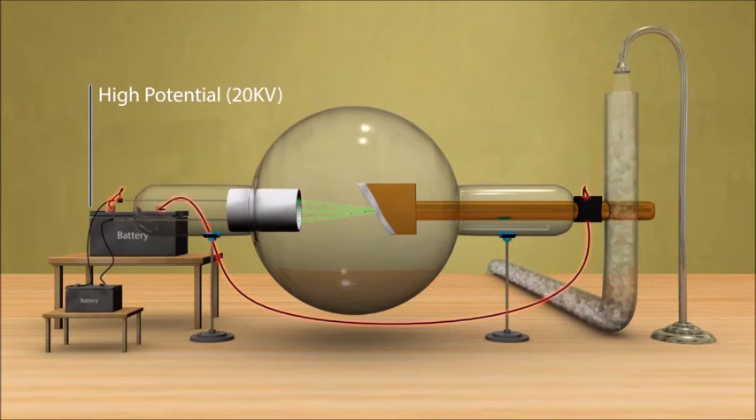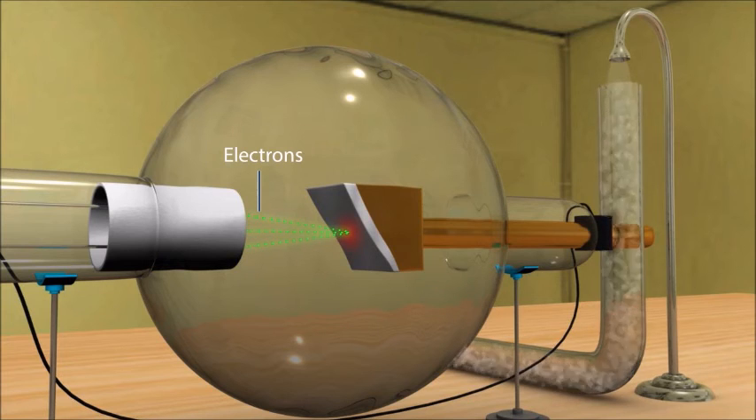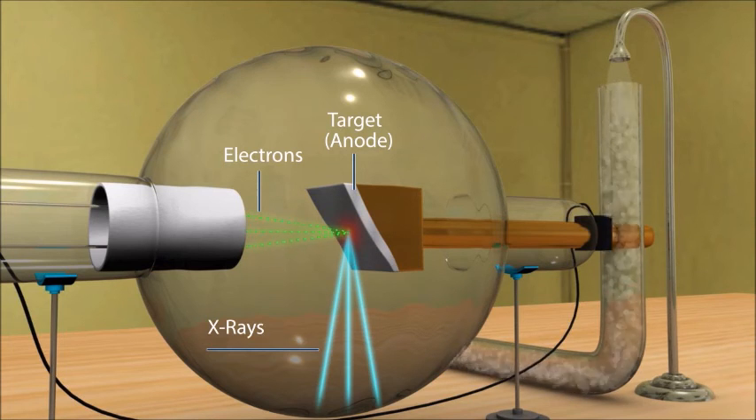A very high potential of 20 kV is applied between the source and the target. Due to the high potential difference, the electrons are accelerated towards the anode and it hits the metal. When it hits, the kinetic energy is transferred to produce X-rays.